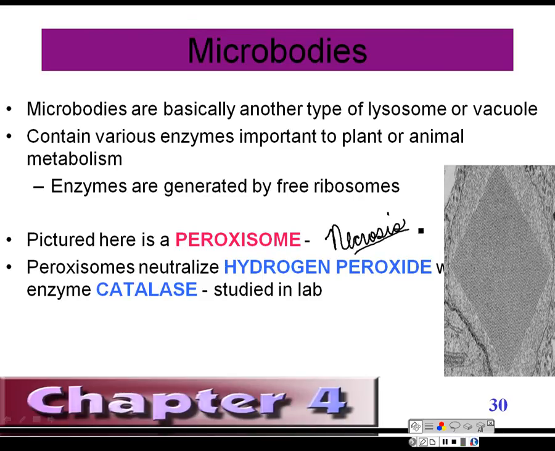Okay, so we said we don't want a huge amount of hydrogen peroxide to accumulate because it causes necrosis, okay? All right, so the specific enzyme that's going to hydrolyze the hydrogen peroxide is called catalase. And so catalase will degrade or hydrolyze H2O2.